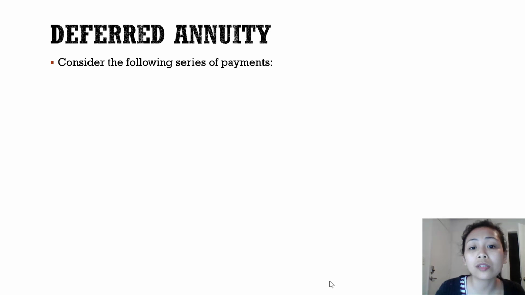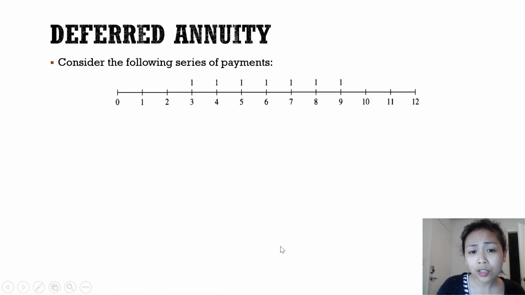Consider the following series of payments. So here's an annuity in which the first payment is made at time 3. So this is not the simple annuity due or annuity immediate that we learned in the first lesson of annuity. So here, how do we evaluate the present value and the accumulated value of this annuity?